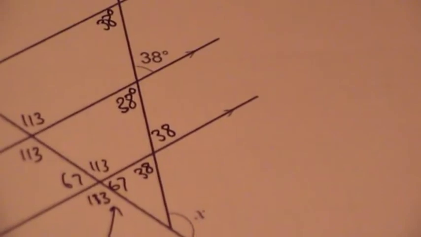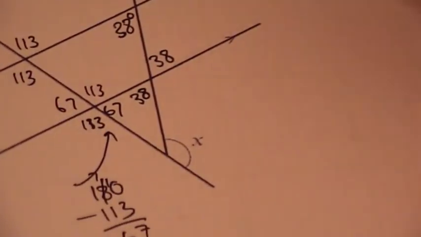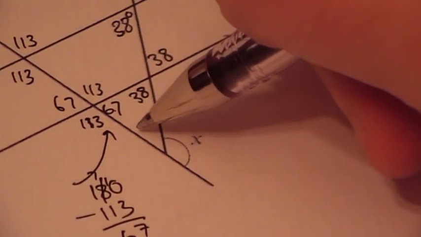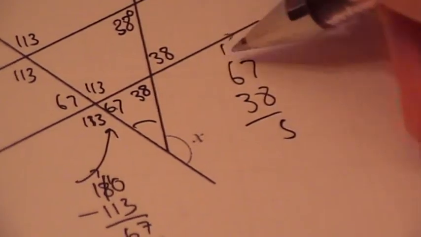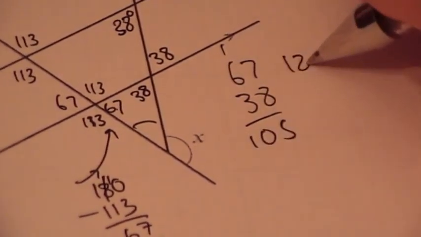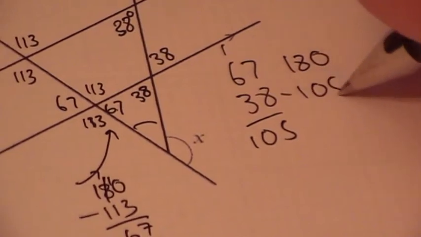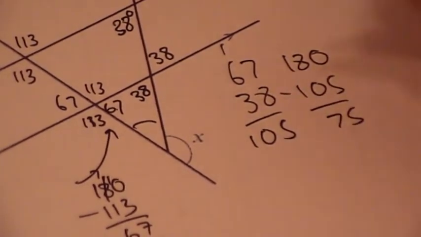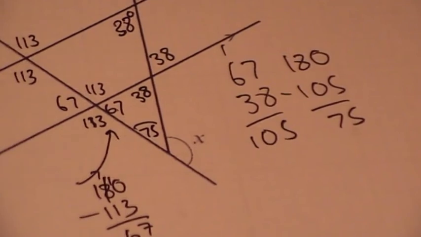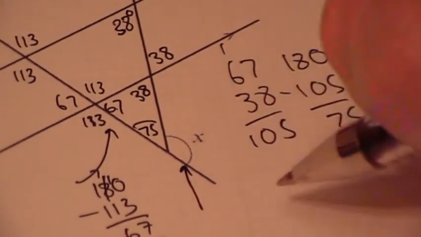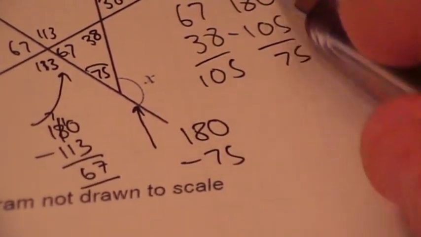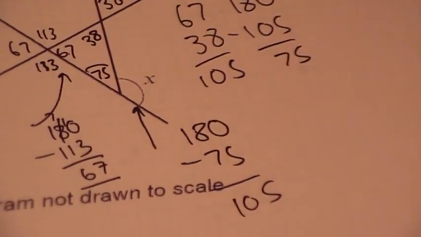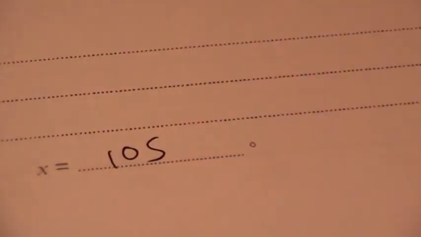Now, what I've got here is a triangle with 67 and 38 and a missing angle in there. 67 and 38 adds up to 105, and subtracting 105 away from 180 leaves me with 75. So I know that this final angle in here was 75, and therefore this angle, which sits on a straight line, is 180 take away 75, which gets me back to the 105 degrees. So X is 105 degrees.